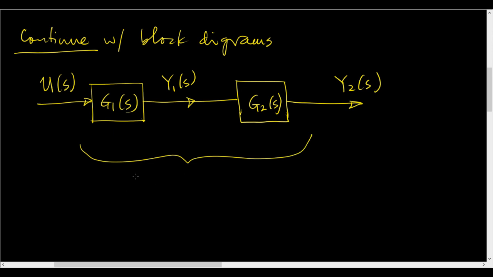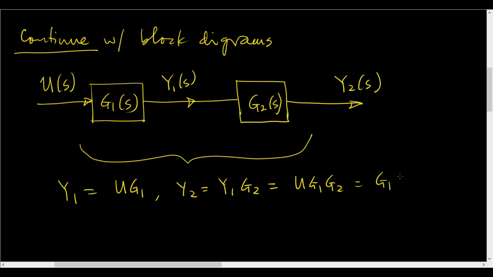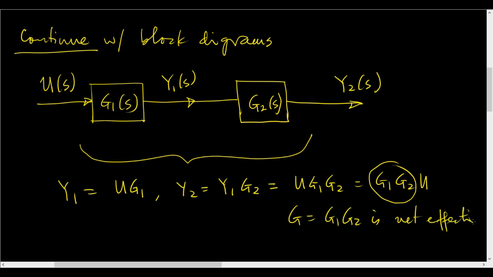Okay, well, if I think of this whole thing as one plant g, what is the transfer function of g? Well, y1 is equal to u g1, y2 is equal to y1 g2, which is equal to u g1 g2, which is equal to g1 g2 u, because it is all algebra. And so g equals g1 g2 is the net effective transfer function.